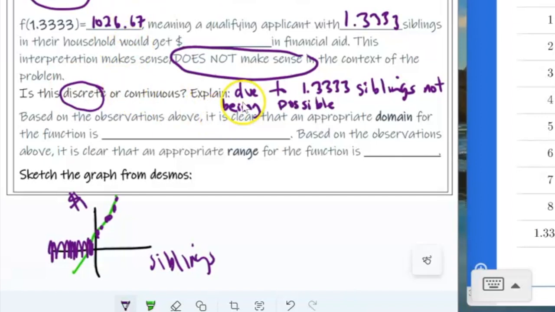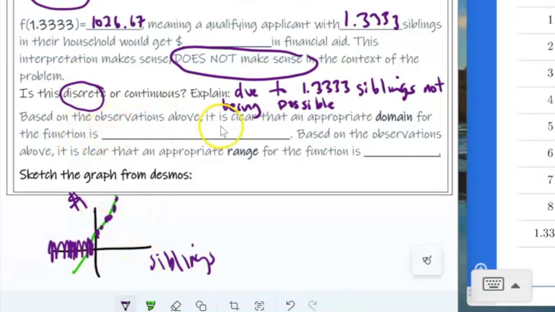Now, it could be also due to the dollar amount, but in this case, it's okay. So if you're being asked if it's discrete or continuous, if both of them are making it discrete, you say both. If it's only dollars that's making it discrete, you say that. If it's only siblings, you say that. But remember, if either one is discrete, it's discrete.